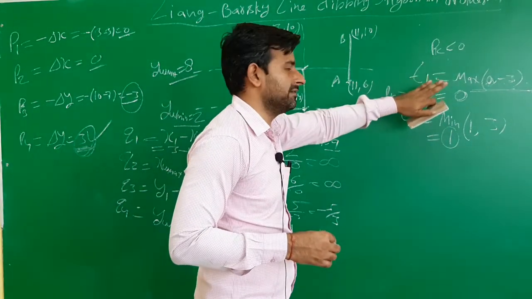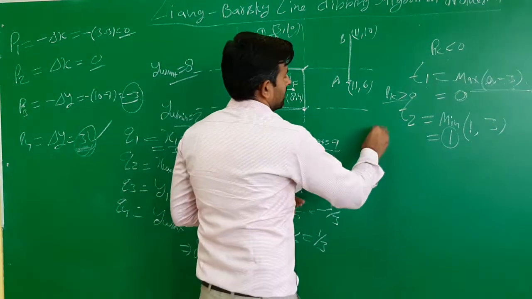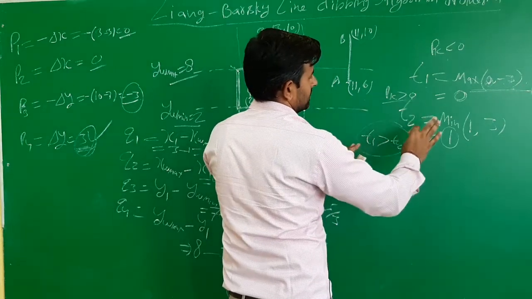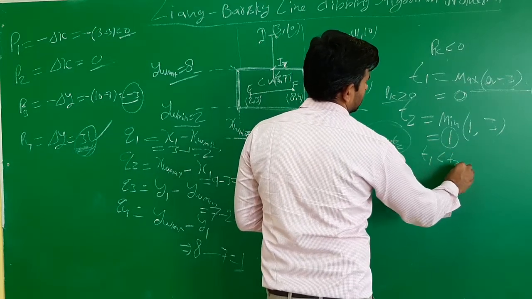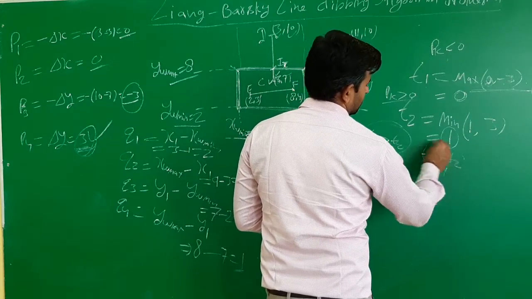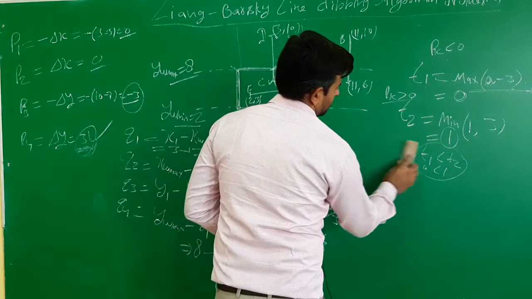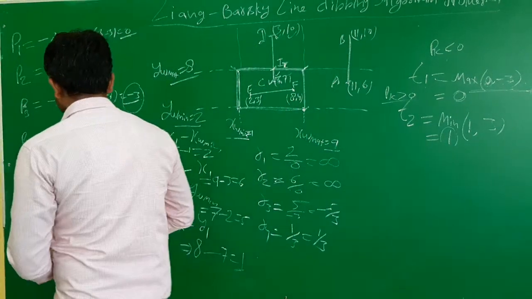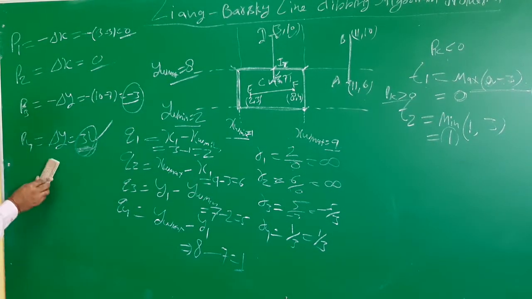We have the T1 value and T2 value. As we know, if T1 is greater than T2, then the line will be rejected. This condition is not here. Here T1 is less than T2: T1 is 0, less than 1. Clear? Then the line is not rejected. The line is considered. I think this section is visible to you.